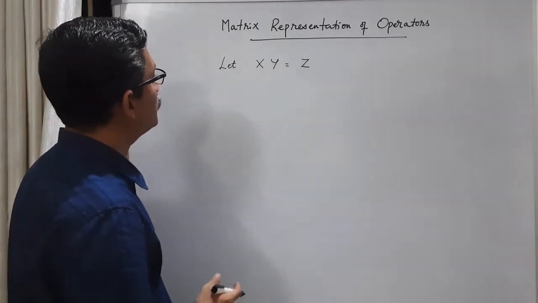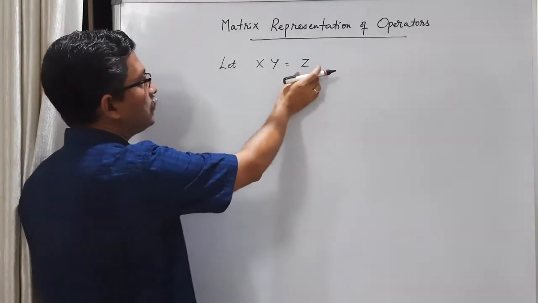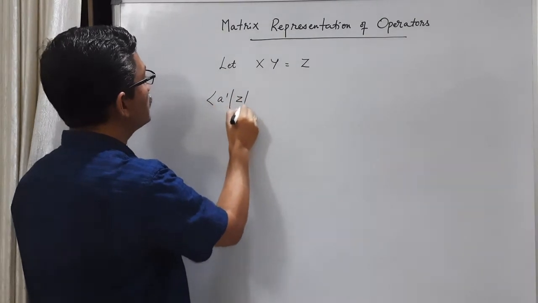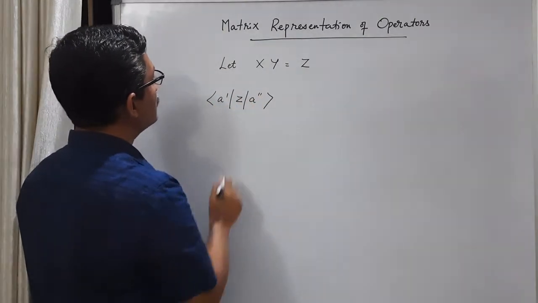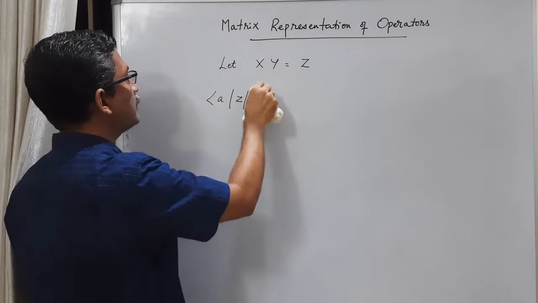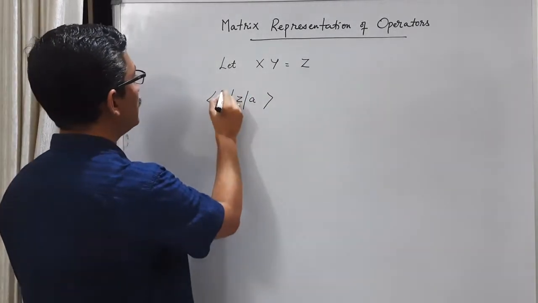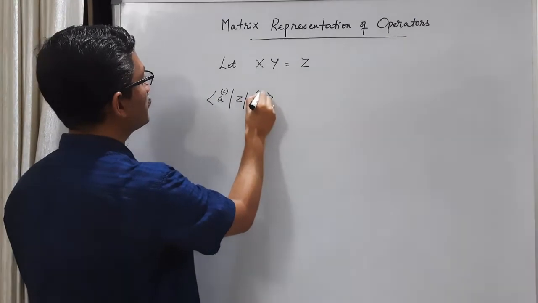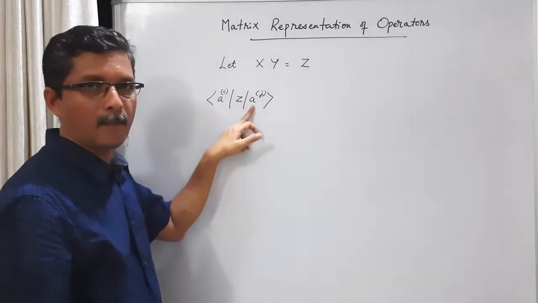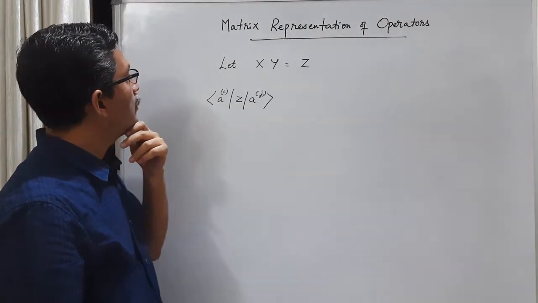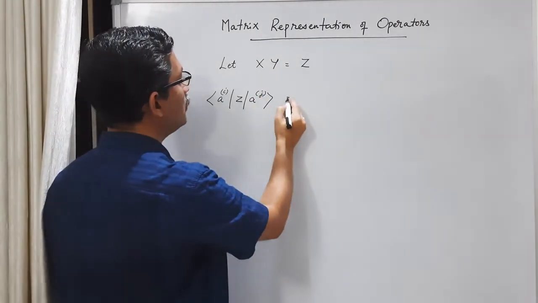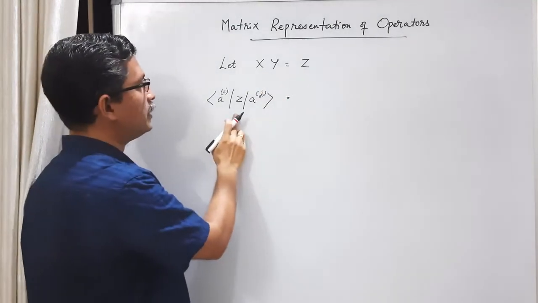Okay, now let us do it like this. Take the matrix element of Z like this: ⟨a′|Z|a″⟩. In this case, instead of the prime, I am using the superscript index. Let us say it is the ijth element of Z. This is the ith row and jth column. So we have taken the ijth element in the matrix of Z. We know that Z is equal to XY, so instead of Z, I am substituting XY.